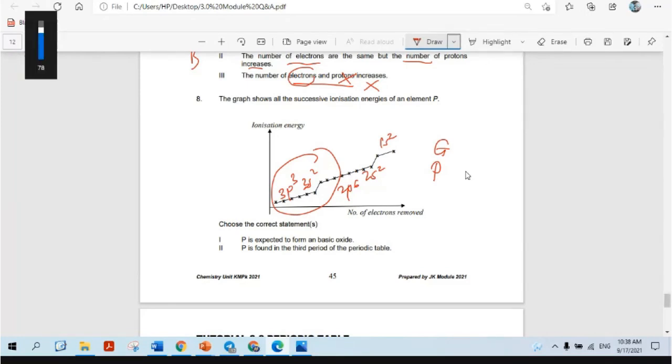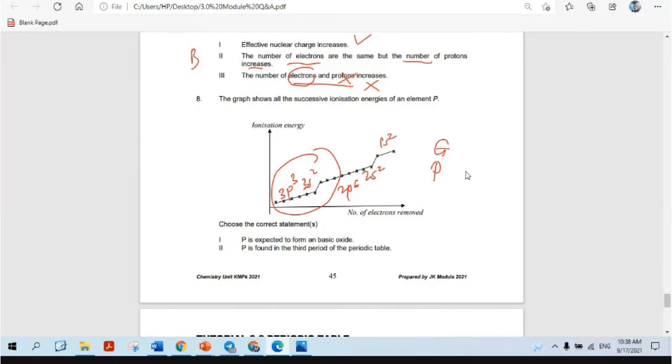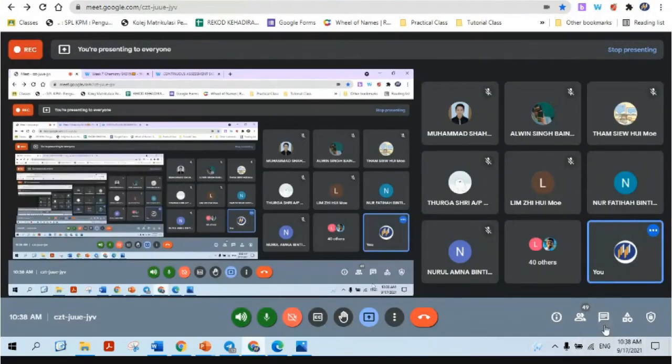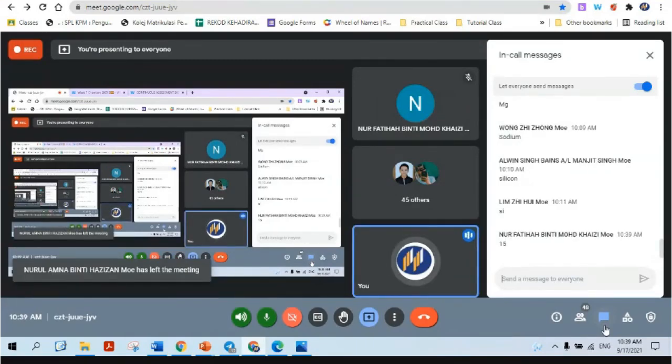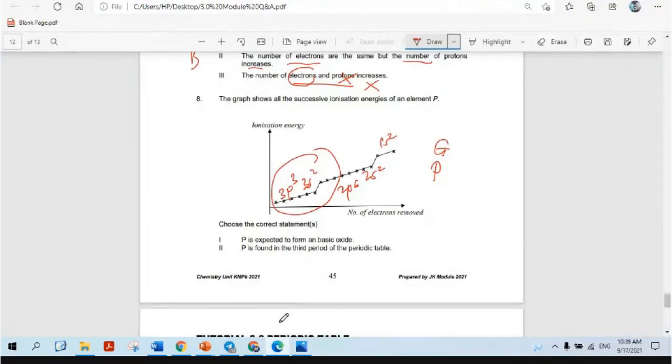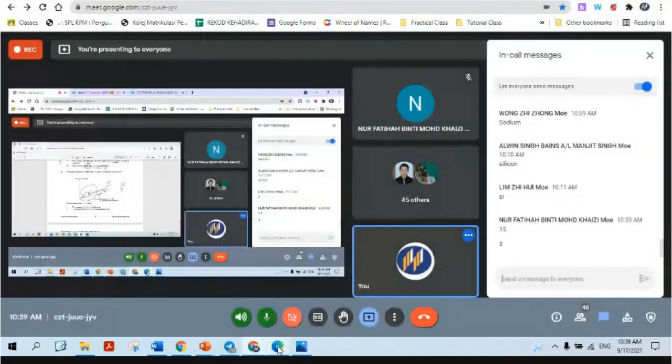Tak dengar dengan jelas? Ulang sekali lagi. Thank you. Ataupun you type. Madam tak dengar. Cuba group. Yes. Period. Period berapa? Tengok balik period berapa? Yes, very good.